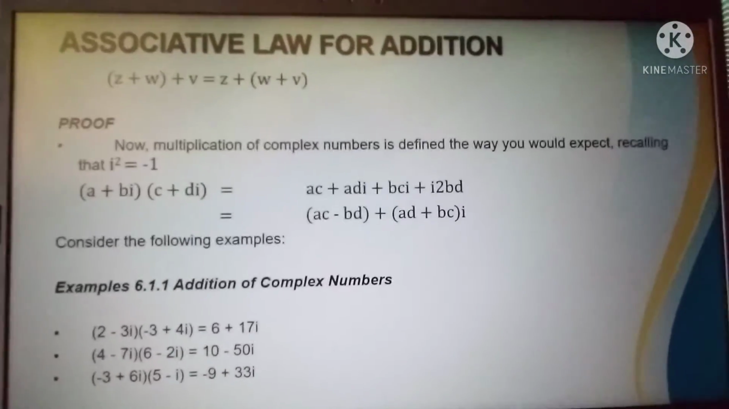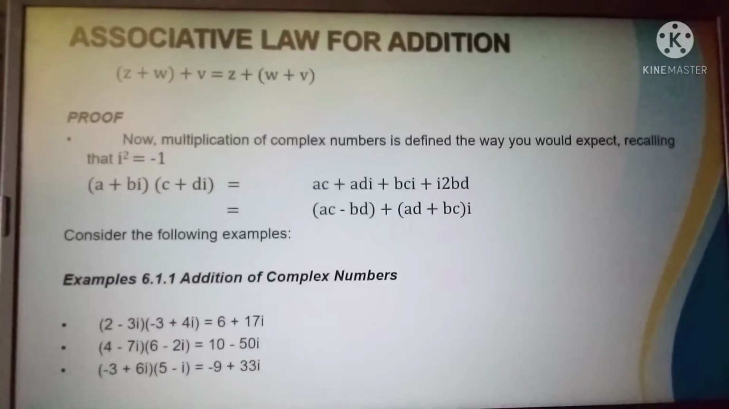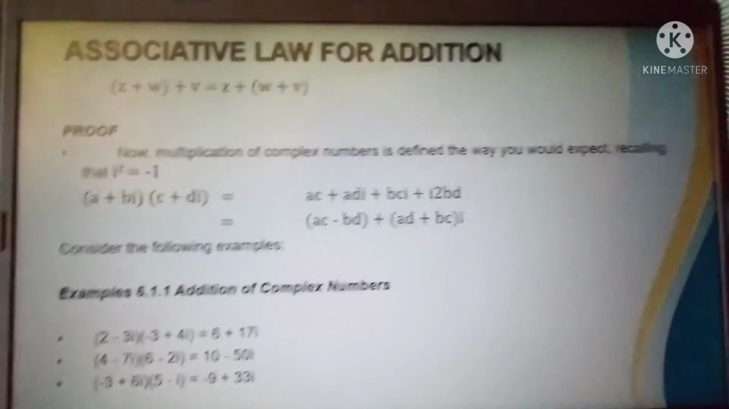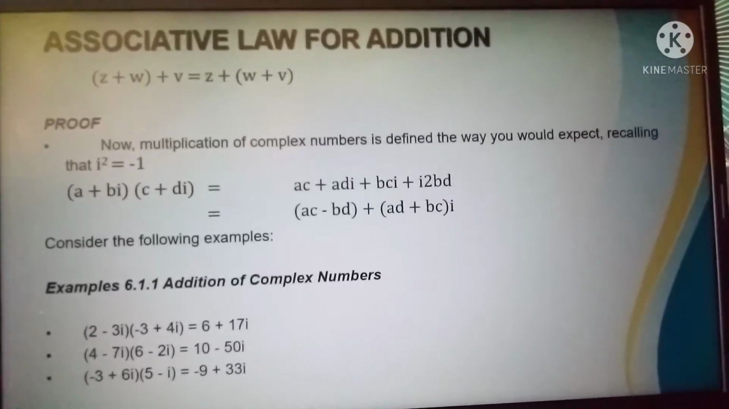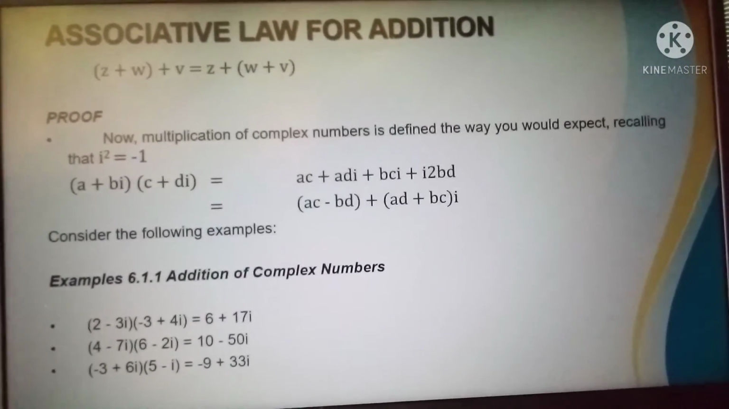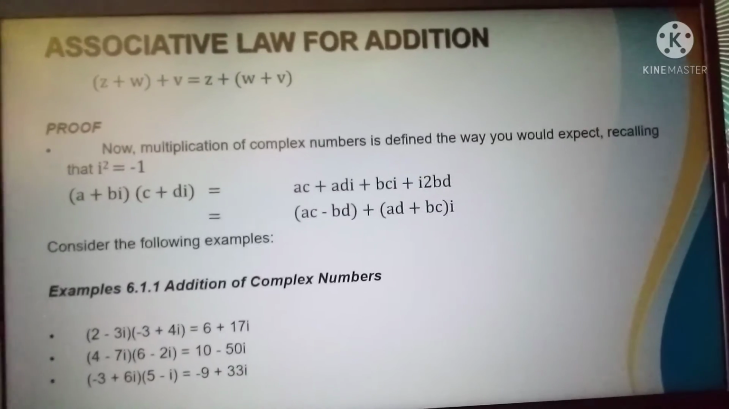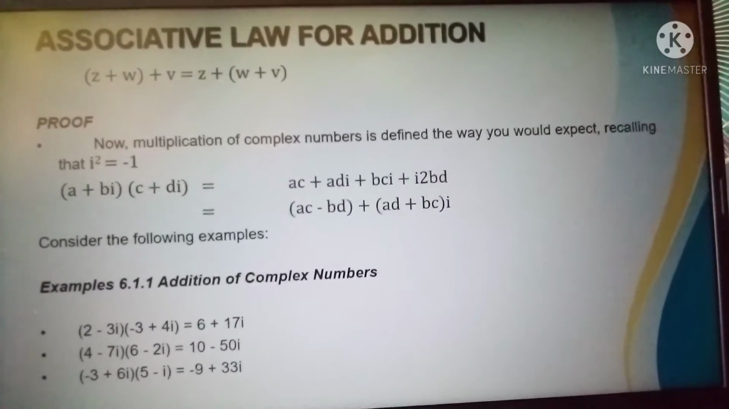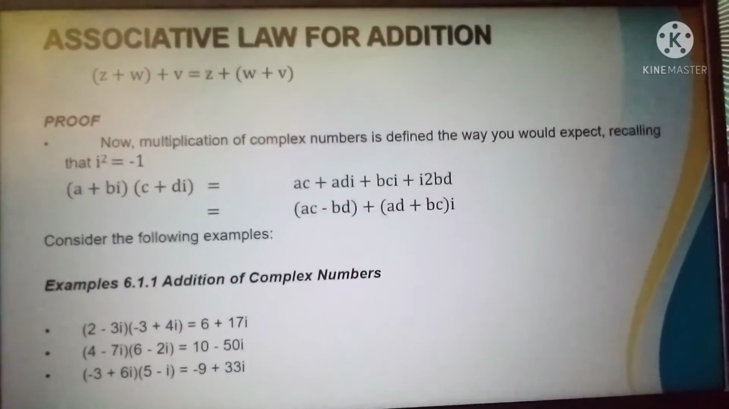So, kung meron po tayong identity, commutative, inverse sa addition, meron din po tayong associative law for addition. So, tandaan po na ang pinag-aaralan po natin ay complex numbers. So, z plus w plus v is equal to z plus w plus v, with the grouping regrouped.